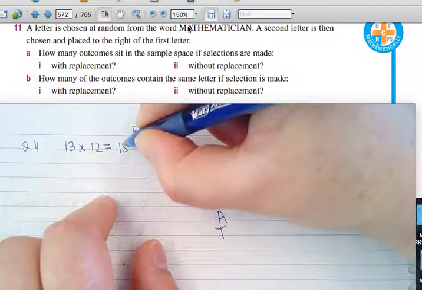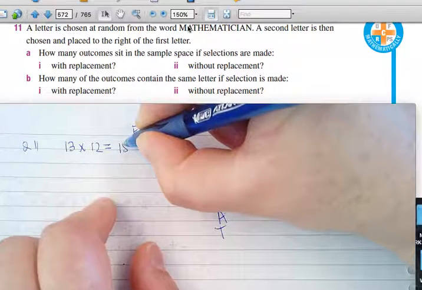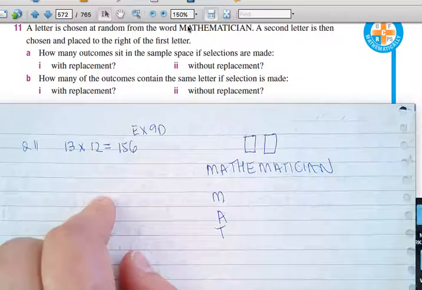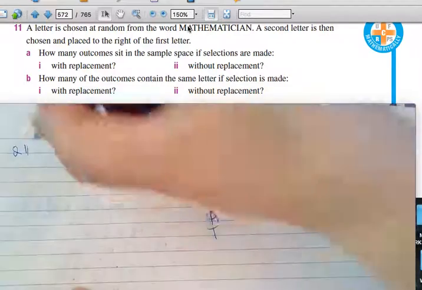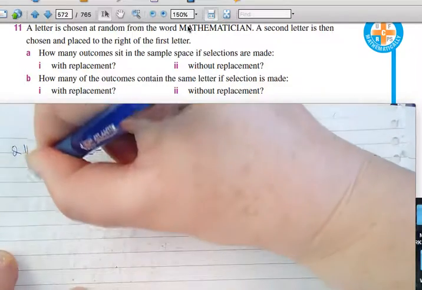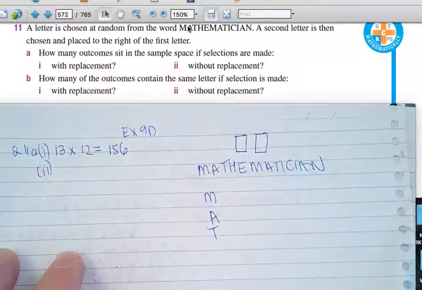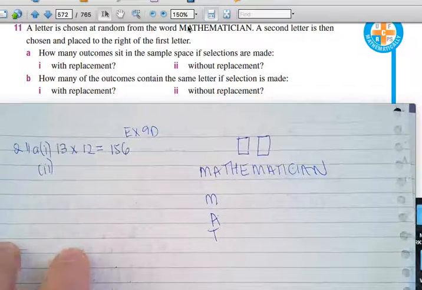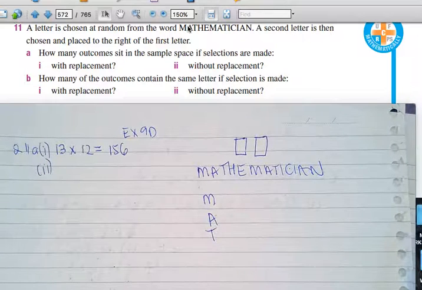Why am I getting two different answers being called out? 156 outcomes. Okay. Now, part 2. How many outcomes sit in the sample space if... oh, sorry, I've got it the wrong way.